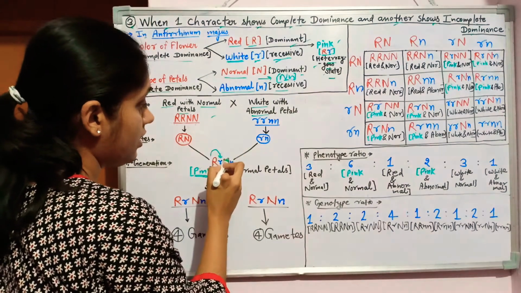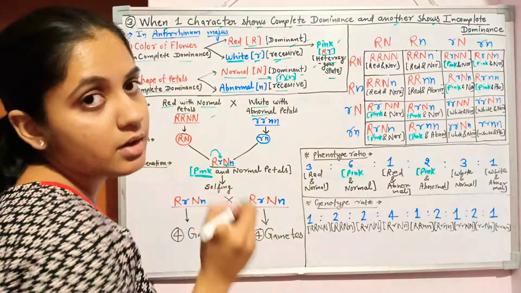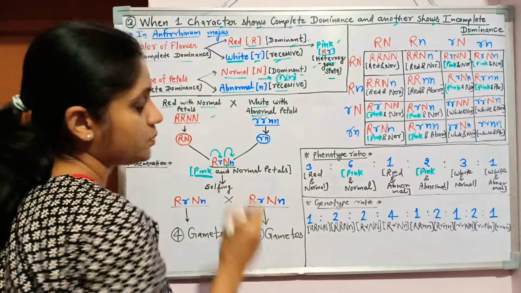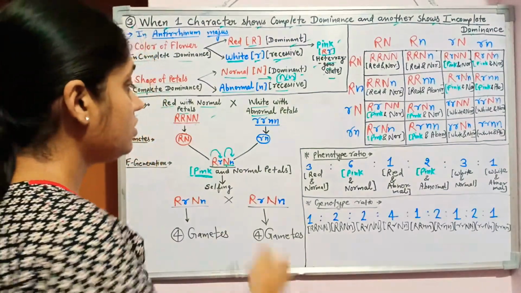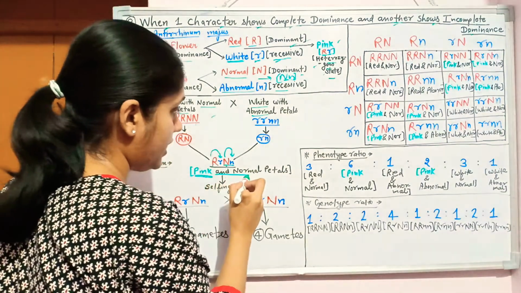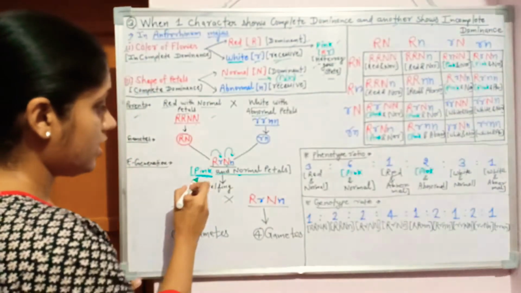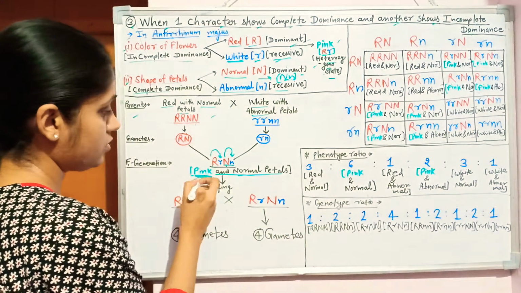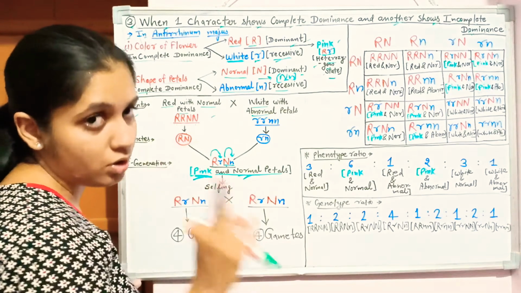And here the normal petal allele, capital N, completely masks the expression of the small n, the abnormal petal allele. So the petals are normal in shape. This is the incomplete dominance character and this is the complete dominance character. So the flowers are pink, but the petals are normal.